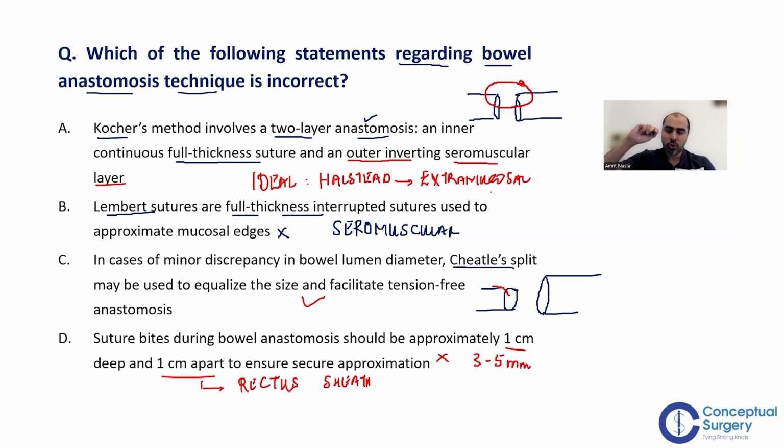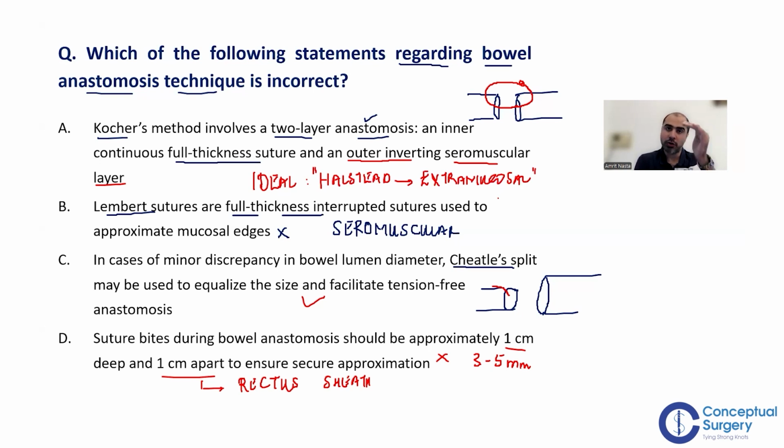Extramucosal means you go through serosa, muscularis, and submucosa, sparing the mucosa. And then you do the same on the other side: submucosa, muscularis, serosa, and then tie it. Mucosa can be avoided. This is Halstead's single layer extramucosal suturing technique.